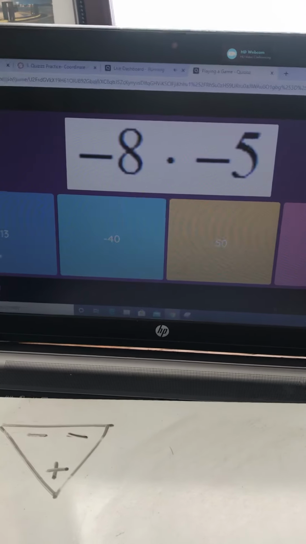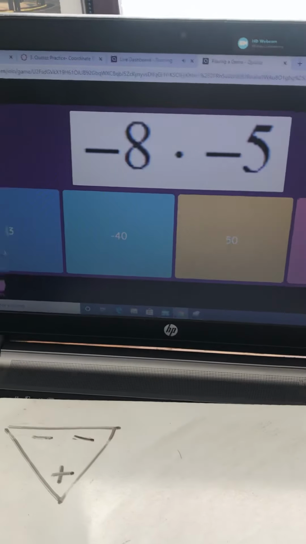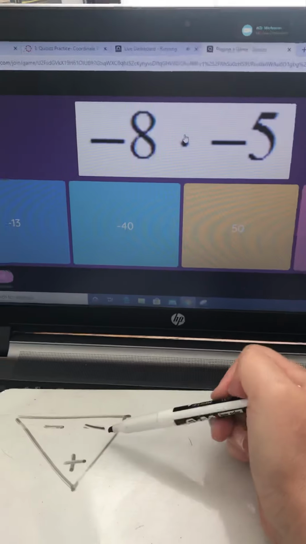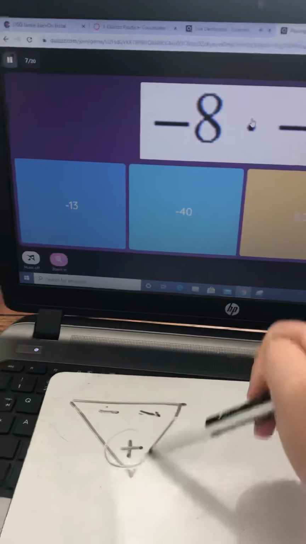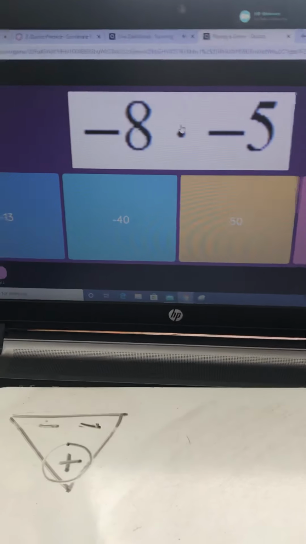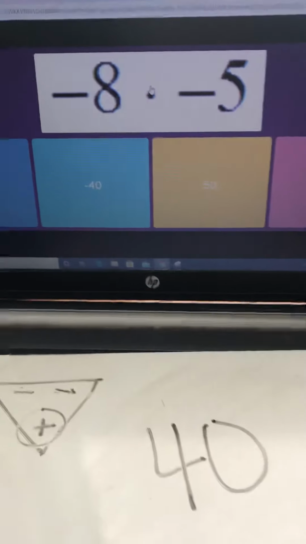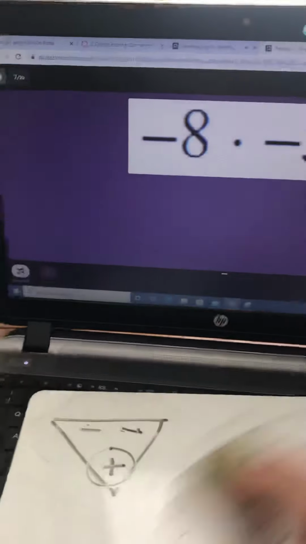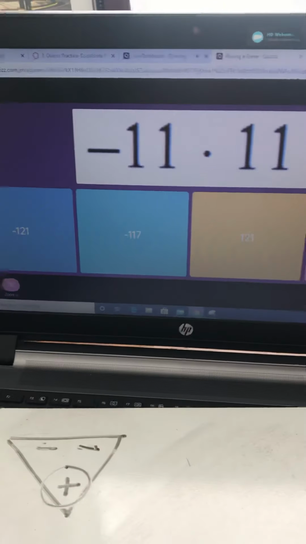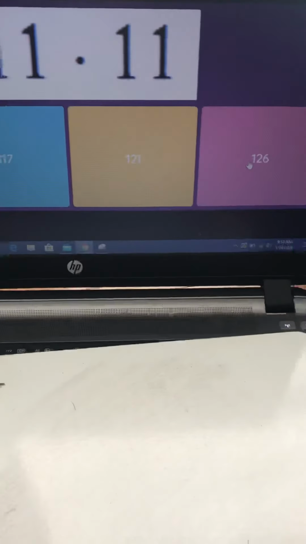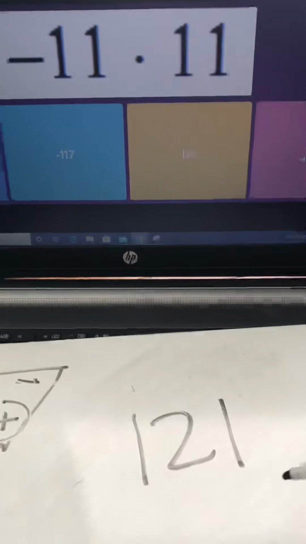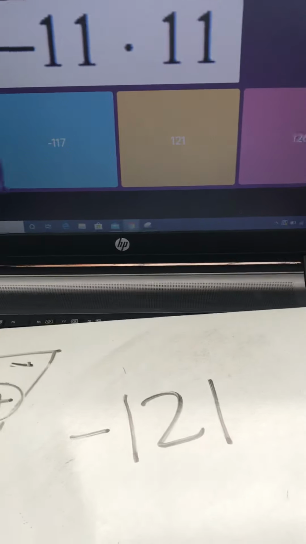Here we have a negative 8 times a negative 5. Remember, this dot is still multiply. So if I look at my Dorito man, I have two negatives, so my answer is going to be a positive, and I just multiply 8 times 5 to get 40. Or the opposite of negative 40 is 40. Number 8, negative 11 times 11. So 11 times 11 is 121. That negative says the opposite of 121 is negative 121. Blue.